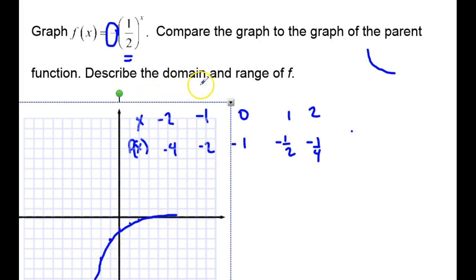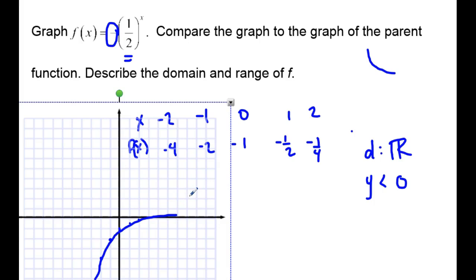Okay, so now let's look at the domain and range of f. I see that my domain, again, is all real numbers. And my range here is always y, but I see that y is down below the x-axis, so y is less than 0. Now we're going to compare this graph to our parent function as well. Our parent function, this is just a reflection over the x-axis.